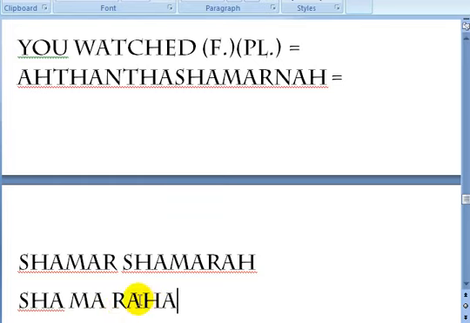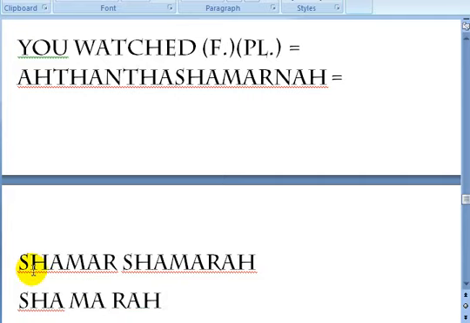Because it's 4 letters, right? Sha, ma, ra, and ha. But then these two would connect. The ra and the ha would connect, right? I'm sorry. The ra and the ha would connect. So you would drop the a at the end off.